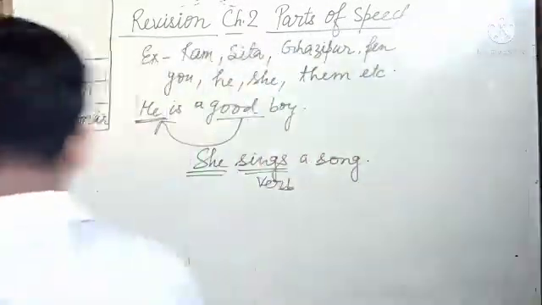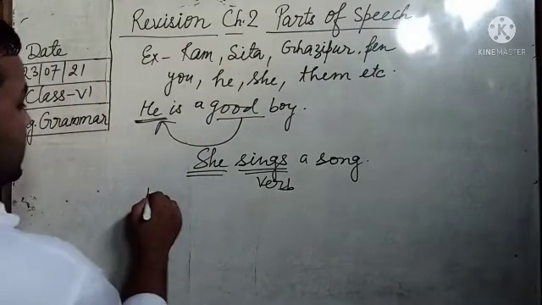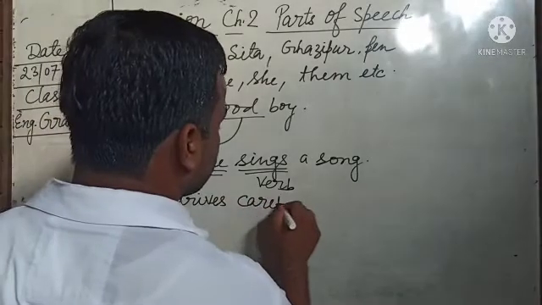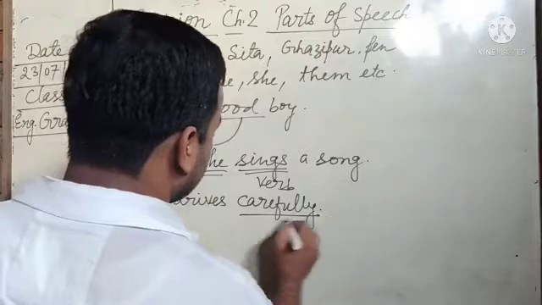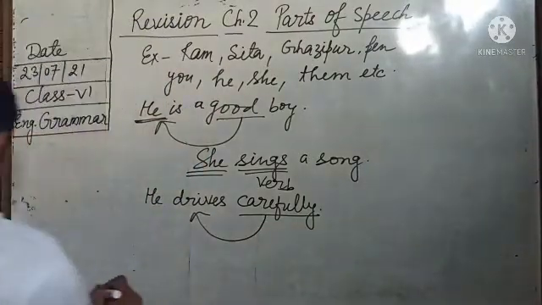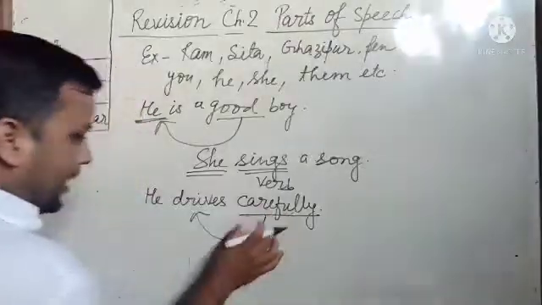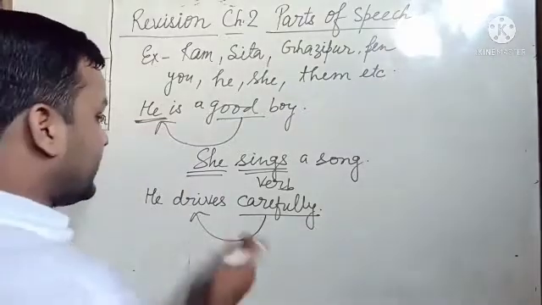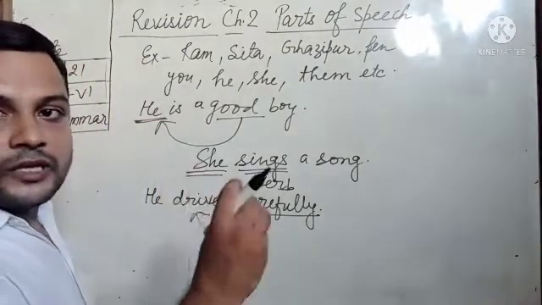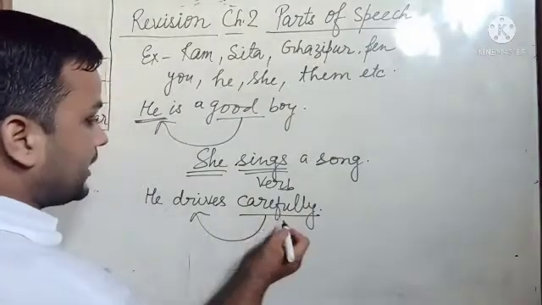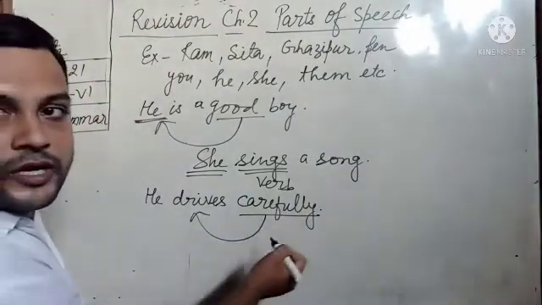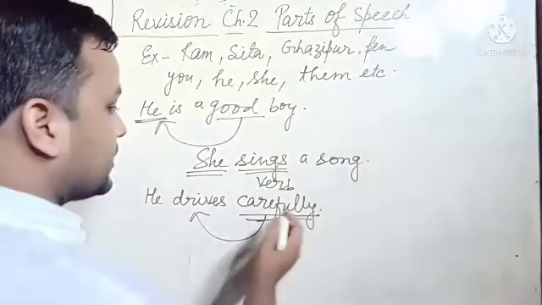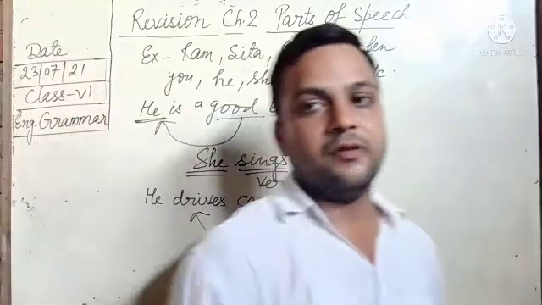For example, he drives carefully. So the word carefully adds to the meaning of the verb drives, okay, and it tells how. I have told that it tells how something happens, so it tells how he drives. He drives carefully. The answer is carefully. How does he drive? He drives carefully. So the word carefully is what? It is an adverb. Okay, students?